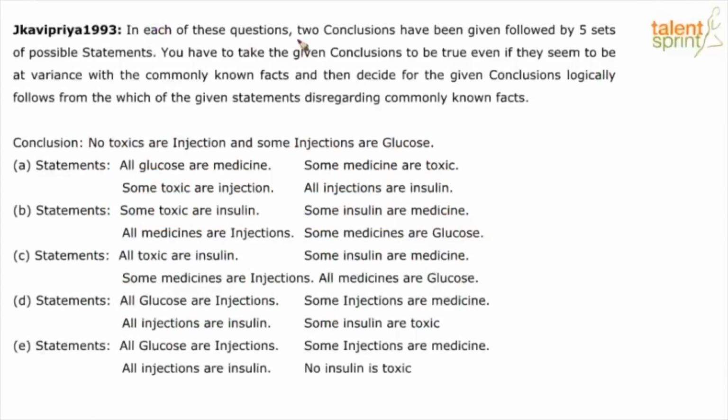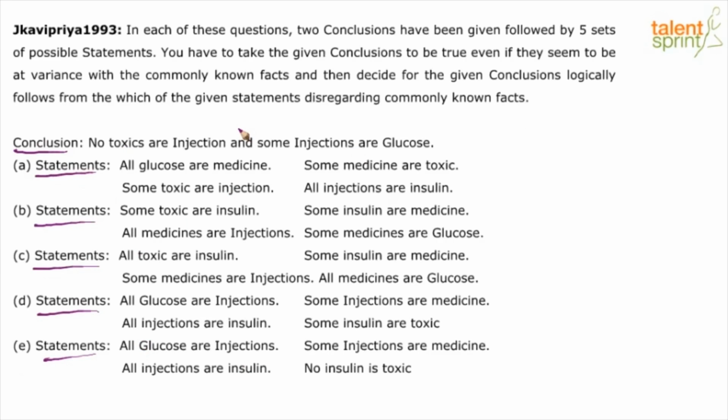In each of these questions, 2 conclusions have been given followed by 5 sets of possible statements. You have to take the given conclusions to be true even if they seem to be at variance with the commonly known facts, and then decide for the given conclusions logically follows from which of the given statements. Okay, so same as syllogism, it is just reversed. Conclusions have been given. We have to find out for these 2 conclusions which of the set of statements is correct, or for which set of these statements will these 2 conclusions follow.